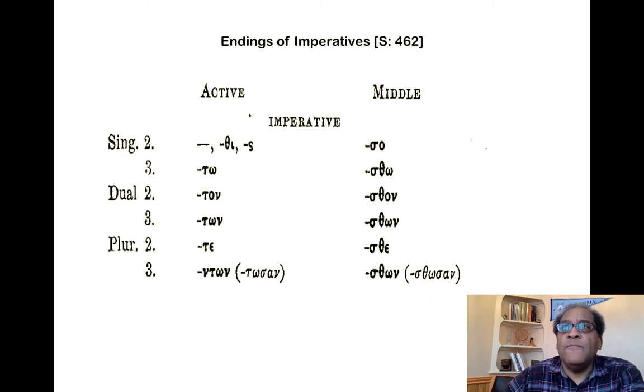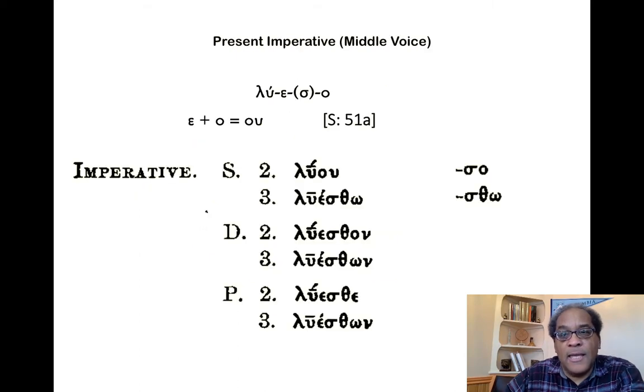So if you write out these forms, say 20 times, they'll get into your head, and then you will not have much trouble recognizing them when you see them. So, looking at the present, as we said, the present imperative in its middle voice will, in the second person singular, be subject to that rule that sigma disappears between vowels. And then that leaves us with epsilon omicron, which the rule of contraction found at Smyth 51a tells us unites to omicron upsilon. So your present imperative of the second singular is lu-u in the middle. Lu-u. And then you get lu-esthō, lu-esthe, and lu-esthon, ignoring as I do the duals.